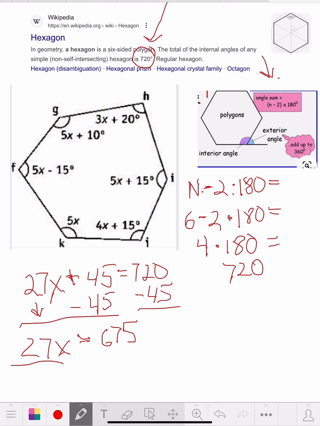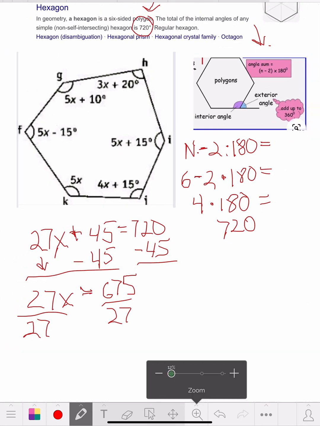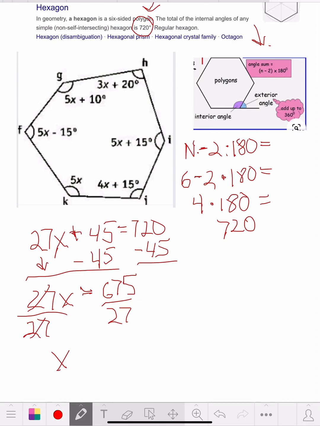Now we divide, because we want to get the x by itself. This is 27 times x, so the opposite of that is division. We divide this side by 27 and divide this side by 27. What you do to one side, you have to do to the other side. These two cancel each other out. We come down with x equals, get the calculator, 675 divided by 27 comes out to 25. So my answer is 25. Square that off so the teacher knows my answer is x equals 25.